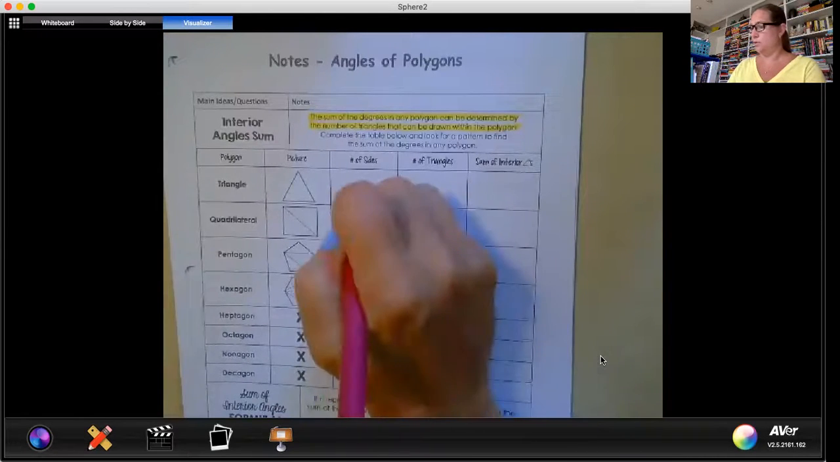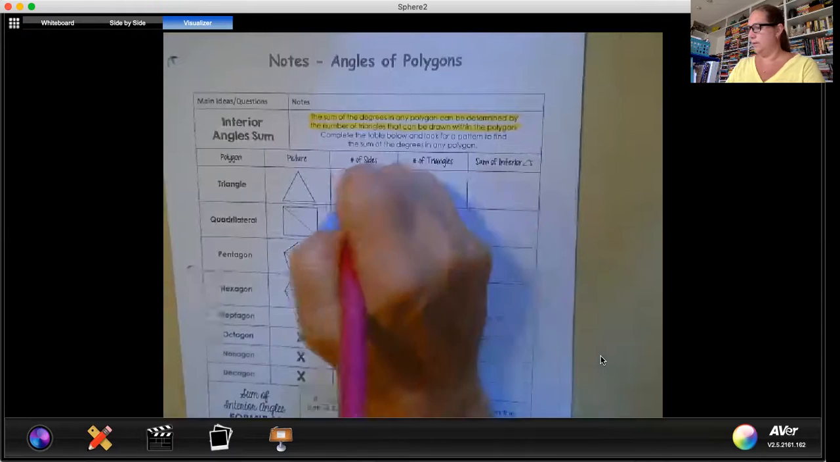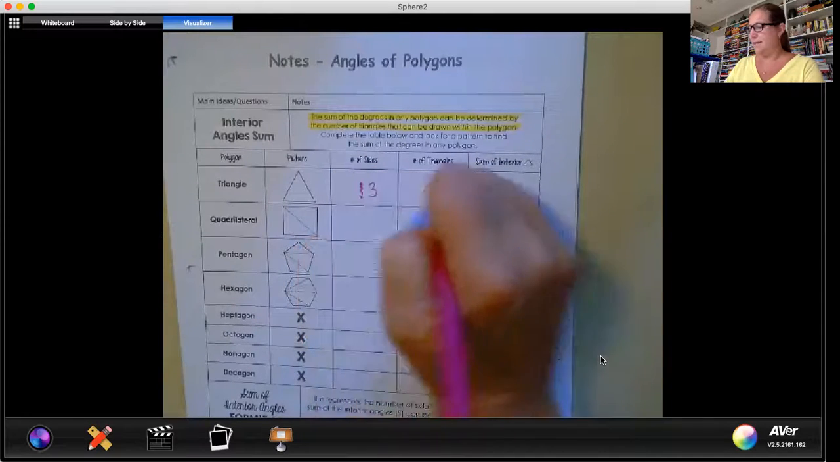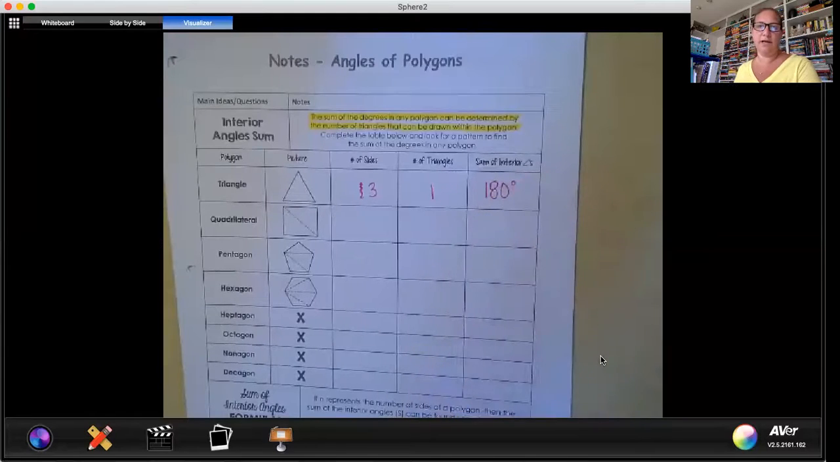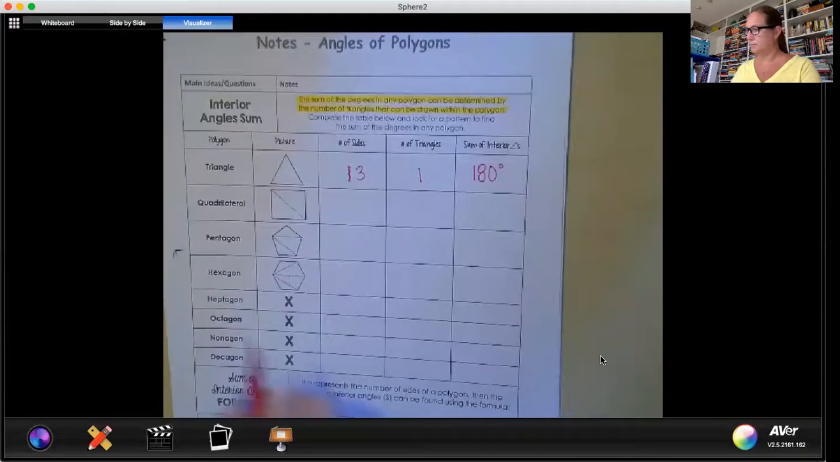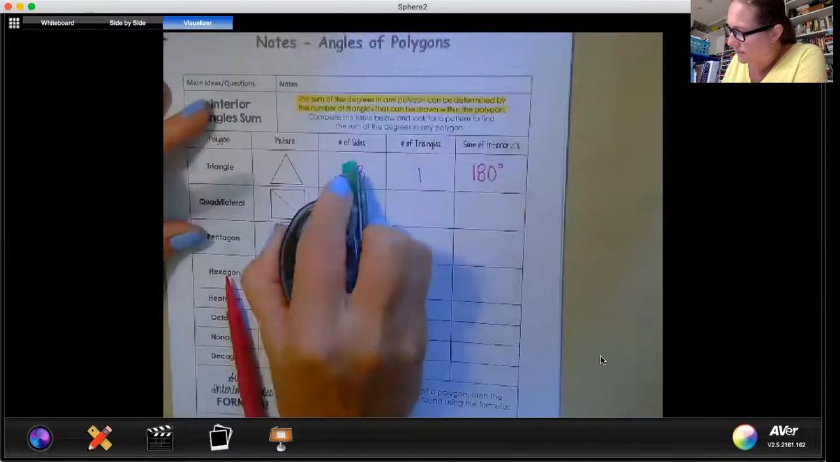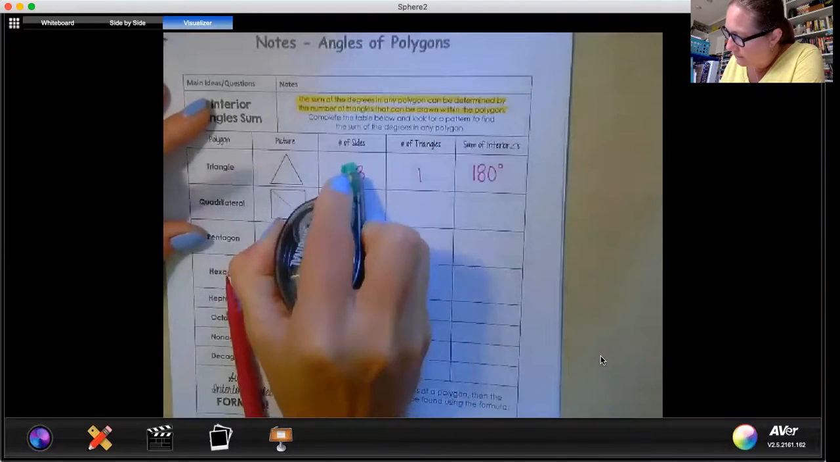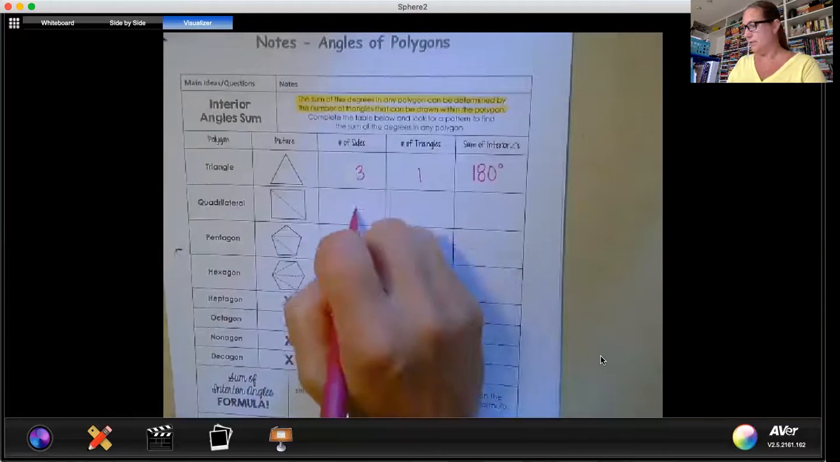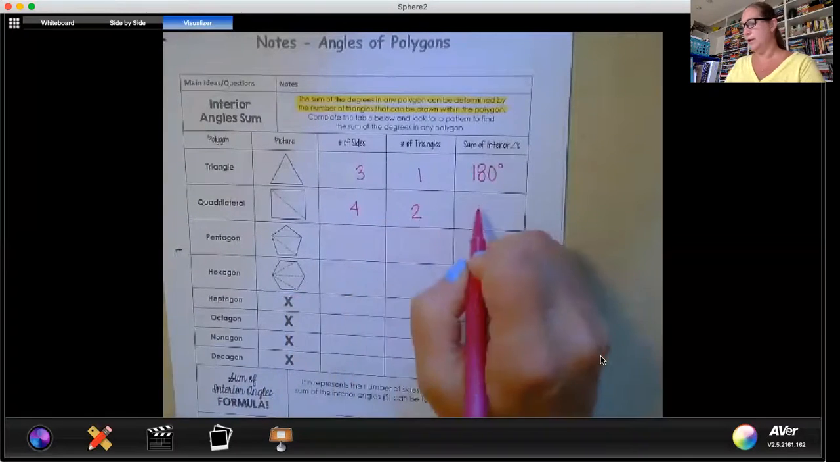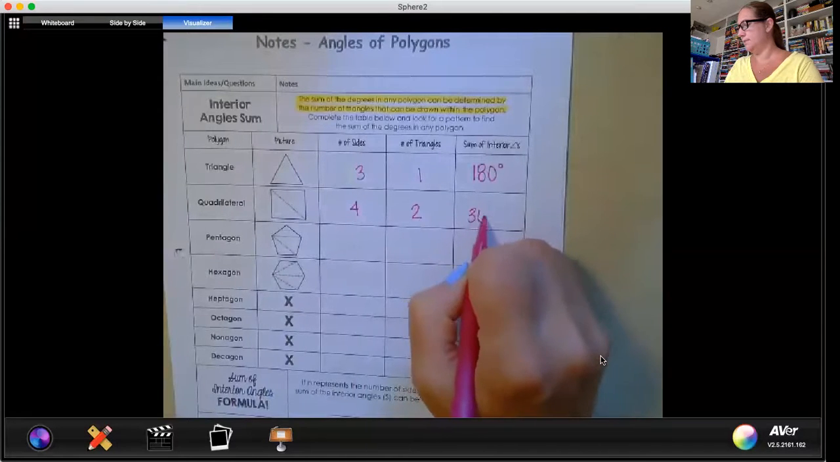So there's one triangle, there's three sides in one triangle, and we know the sum of the interior angles of a triangle is 180 degrees. Get that out of there so we don't think it's a 13. All right, there are four sides in a quadrilateral. There are two triangles. So to get this value, it is 4 minus 2 times 180, which is 360.